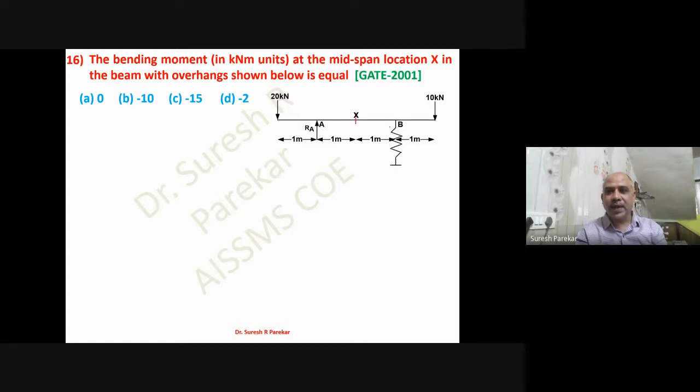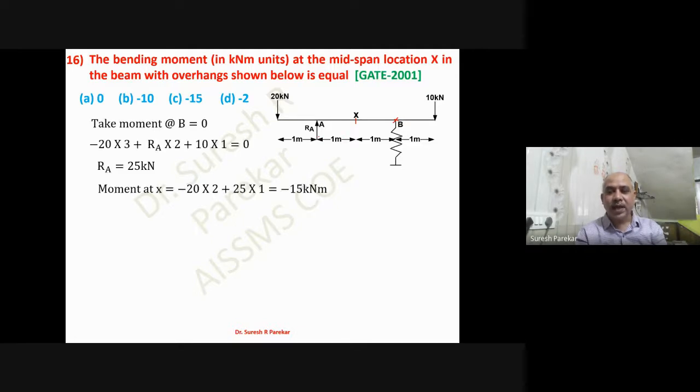Now in this, we have to determine the value of x, and x is at 1 meter from A. Now take moment about B. By taking moment about B, you will get the value of RA. You can see over here. Once I know RA is 25, then I can take moment about x. And from this, I will get minus 15 kilonewton meter. The spring we need not consider in the calculation.